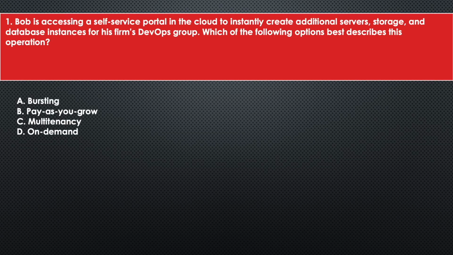1. Bob is accessing a self-service portal in the cloud to instantly create additional servers, storage, and database instances for his firm's DevOps group. Which of the following options best describes this operation? A. Bursting. B. Pay-as-you-grow. C. Multitenancy. D. On-demand. Answers: D. On-demand. Cloud computing allows the consumer to add and change resources dynamically with the use of an online portal.